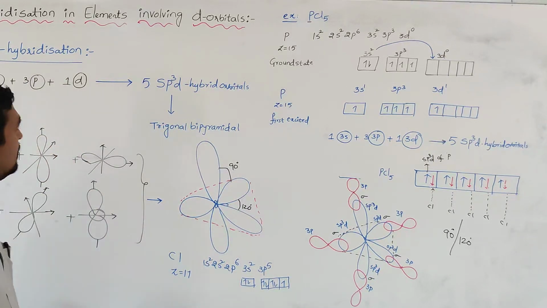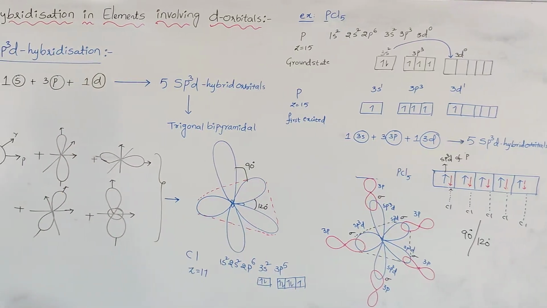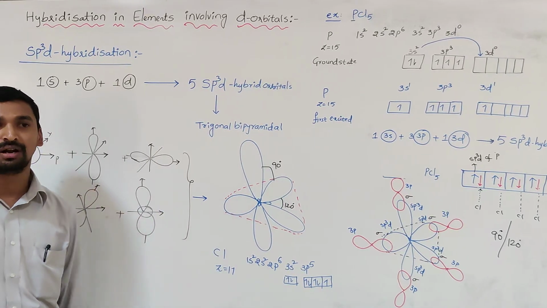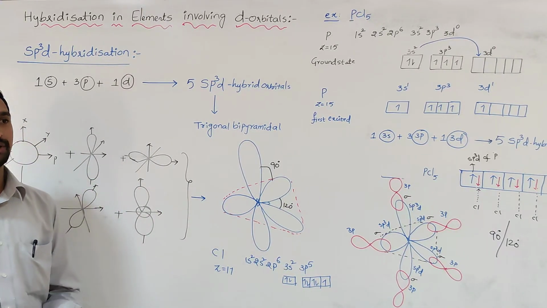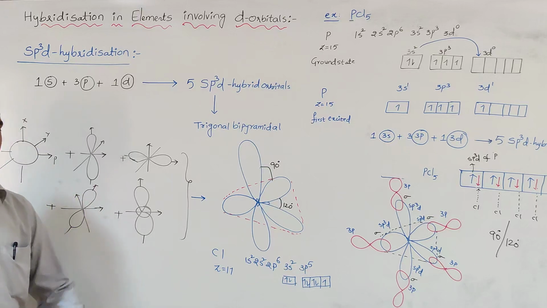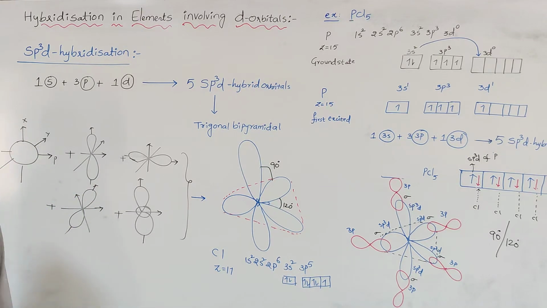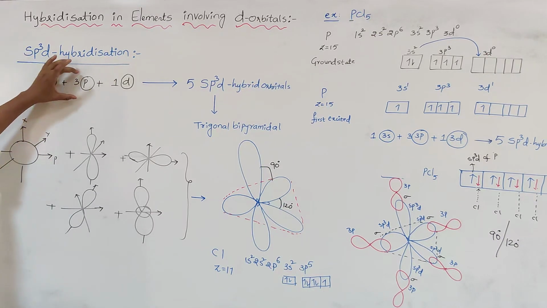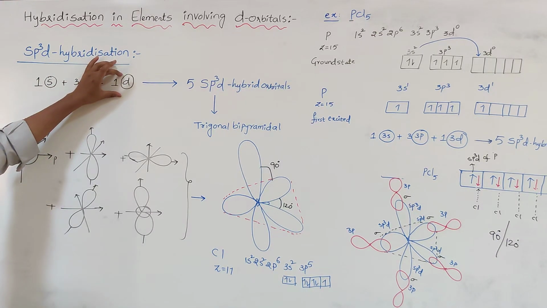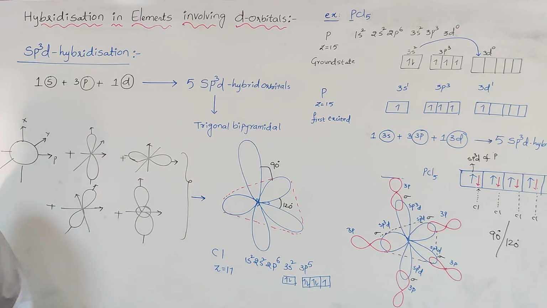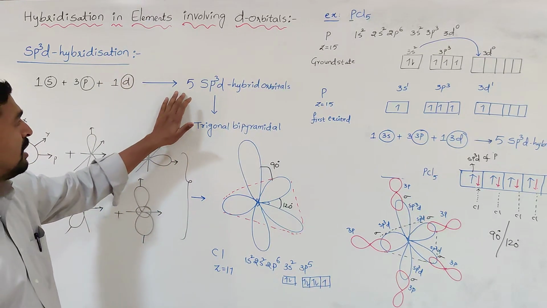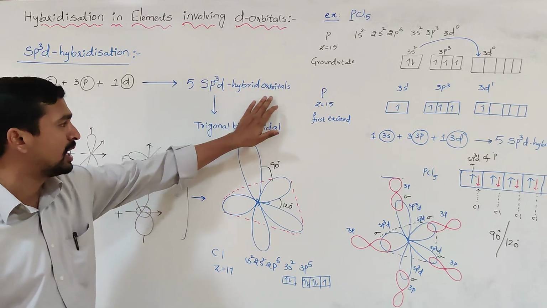So once again I'll recollect. In some molecules the d orbitals are also involved in the hybridization in addition to the s and p orbitals, especially in molecules formed by third period elements. One type of such hybridization is sp3d hybridization. What is sp3d hybridization? One s orbital, 3 p orbitals and one d orbital, which are comparable in energy, are hybridized together to form 5 sp3d hybrid orbitals.